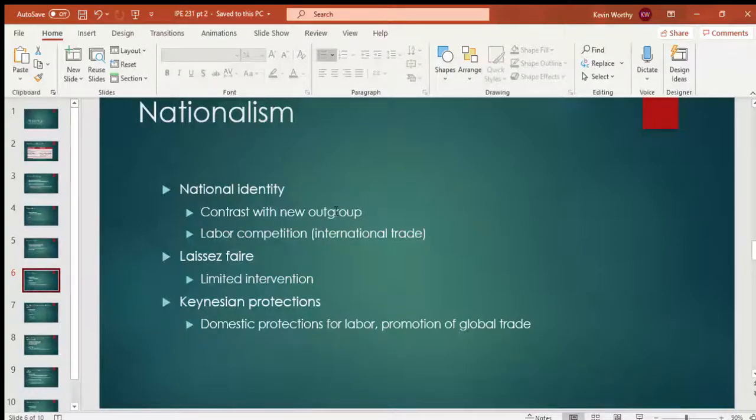The US requires more protections. It requires higher paying people, right? Even though you save on transportation, and you can locally source, most companies start outsourcing, and then what you see is the introduction of Keynesian protections. This is where you really promote global trade. We want everyone to trade globally, but I want to protect my labor force.